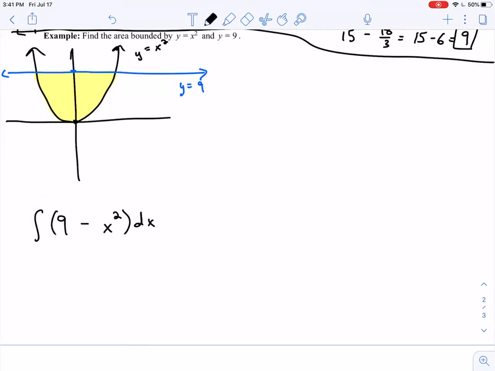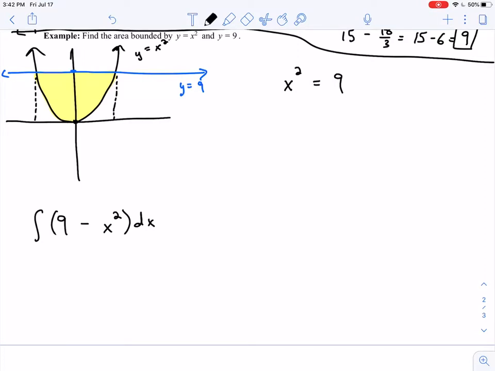So we have a little bit of work to do because we want to know where these two functions are intersecting. So what I'm going to do is take these two functions and just set them equal to each other. So I'm going to take x squared and set it equal to 9. And when I solve this equation, it'll tell me exactly what x values these two functions intersect at.